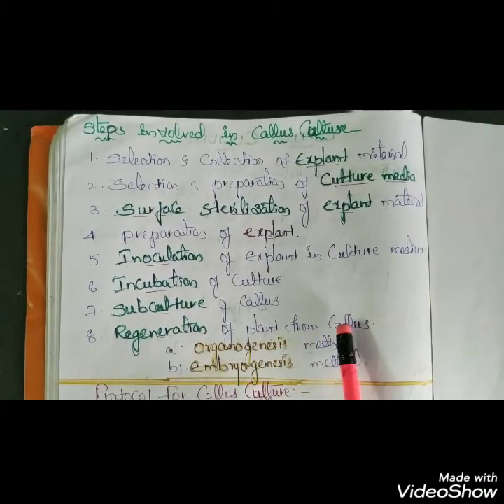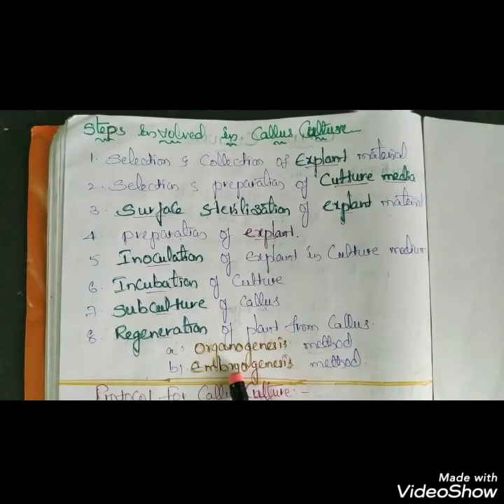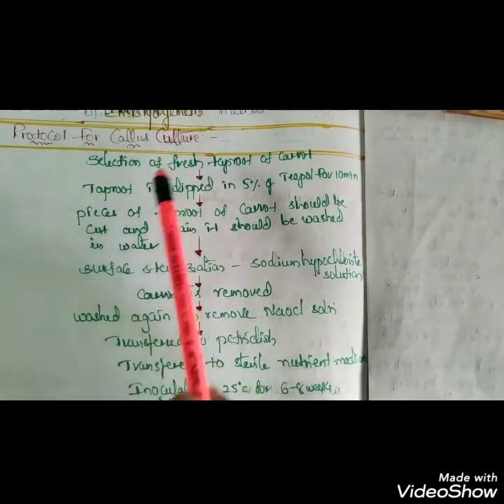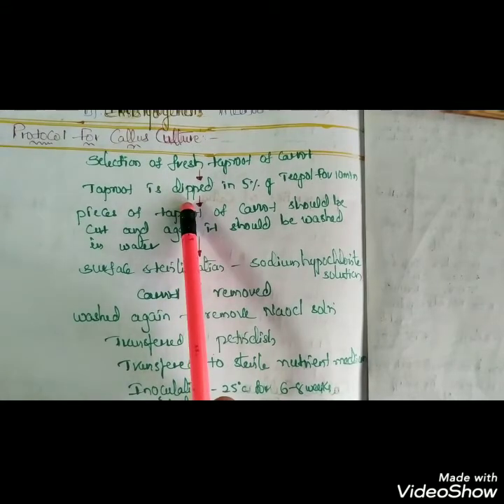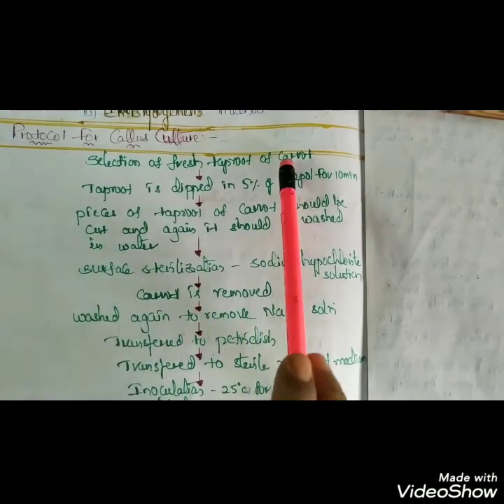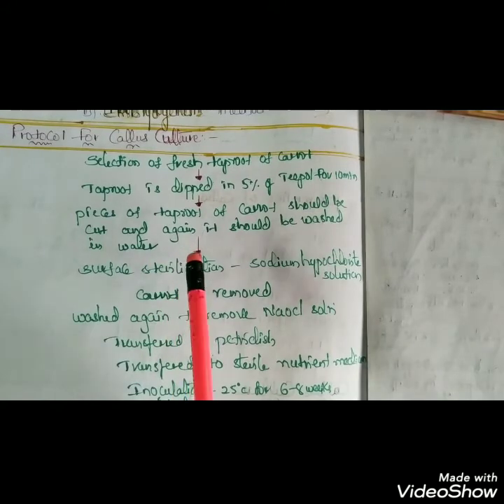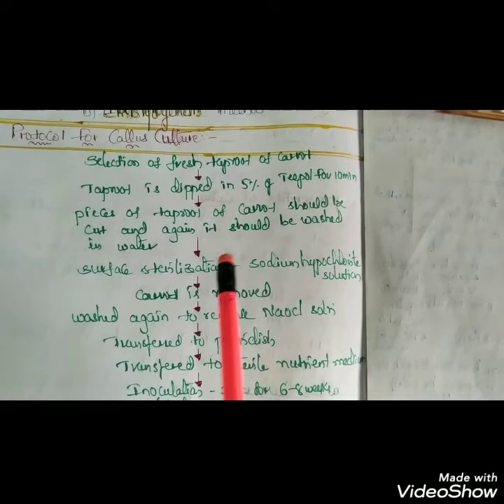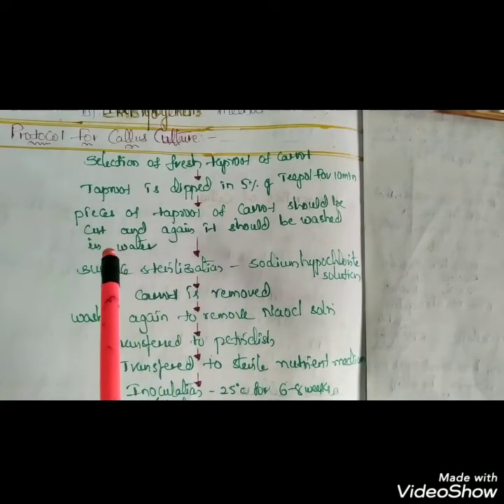It can be carried out by employing two different methods. One is organogenesis method, another one is embryogenesis method. Let's see the protocol for callus culture. The most suitable material that is employed for callus culture is carrot. Other explants can also be used, but it is the most suitable material that is used.